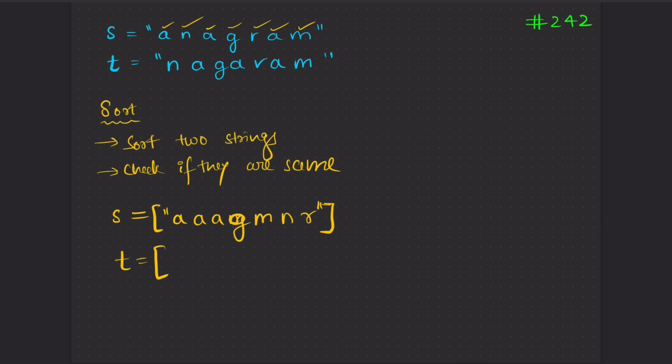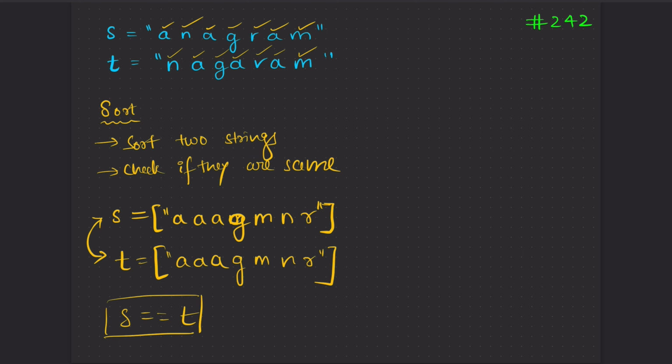Let's get the A's first. So one, two, three A, G, M, then N, then R. If sorted ascendingly, these two should be equal, and that should return the correct answer if we just do s double equals t.